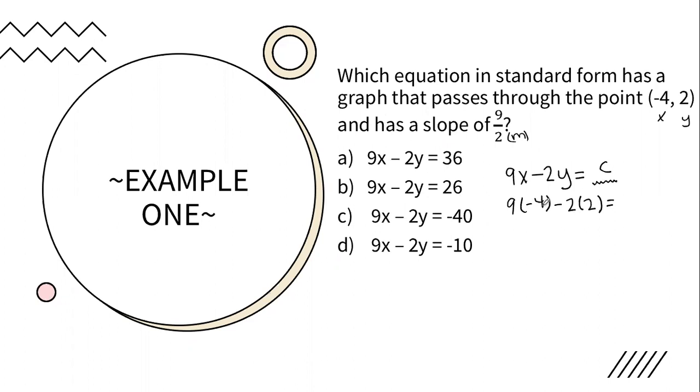So 9 times -4 is -36. Minus 2 times 2, which is 4. That'll give me -40. So I'm looking for an equation that has a C value of -40. So my answer here would be C.